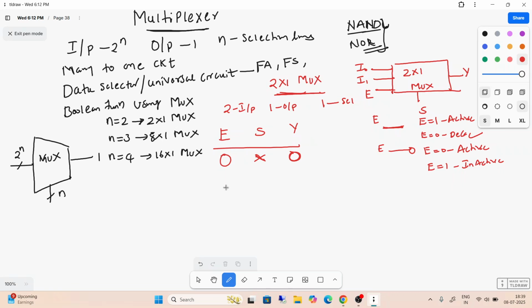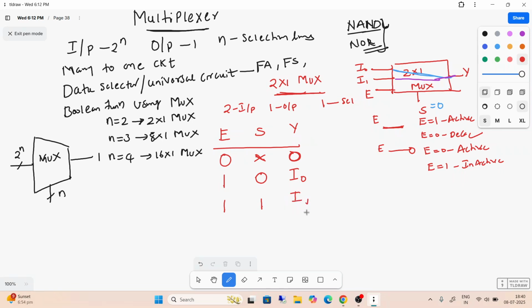Now when enable equal to 1 and selection line is 0, depending on the selection line, which is connected to the output? I0 is connected to the output. So this is nothing but I0. When enable is 1 and selection line is 1, I1 is connected to the output. At a time, any one of the inputs is connected to the output. So this is nothing but I1.